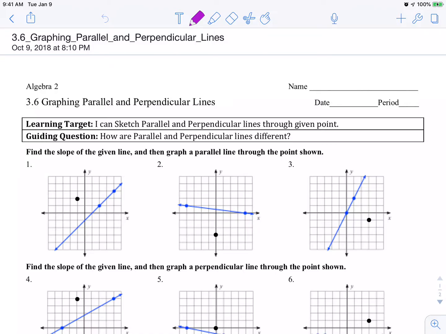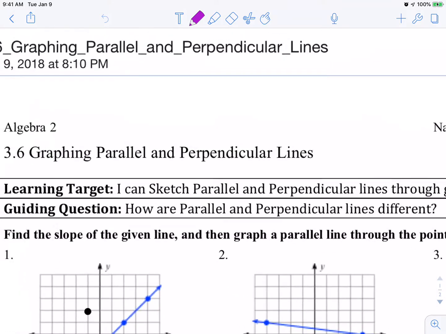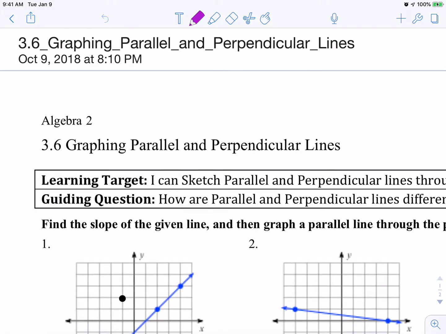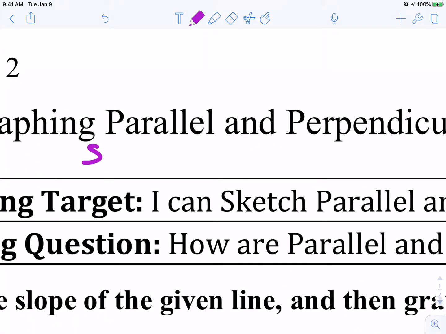This is 3.6, graphing parallel and perpendicular lines. We already worked with parallel and perpendicular before. Just a reminder, parallel is when your slopes are the same. So parallel has the same slope.